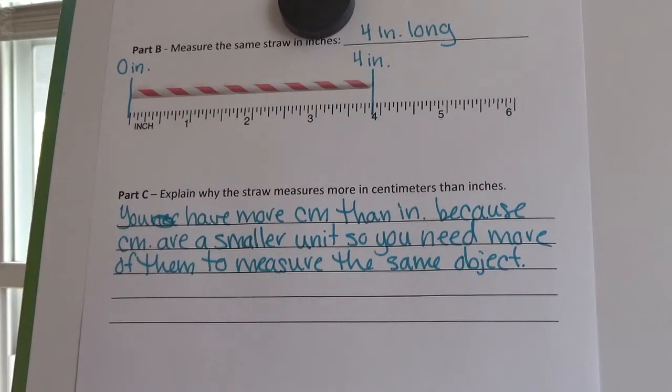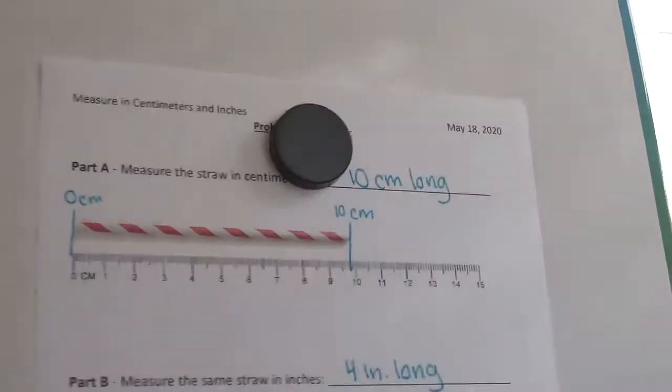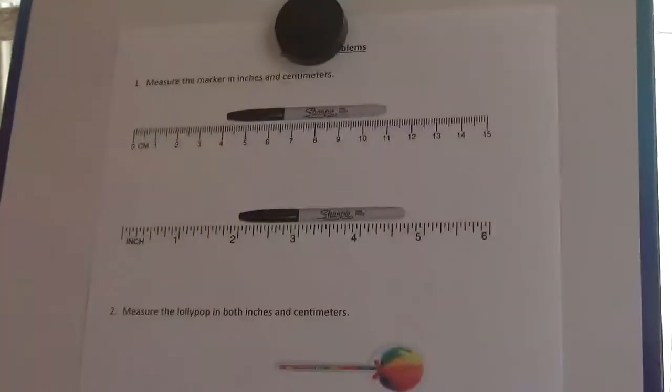So it's important that you understand that when you're measuring in centimeters and inches, you're going to get more centimeters for your measurement, because centimeters are a smaller unit than inches, and because it's smaller, you're going to need more of them. So today we're going to continue practicing measuring objects in centimeters and inches, and we're also going to be spending some time showing those really good math habits when it comes to measuring.